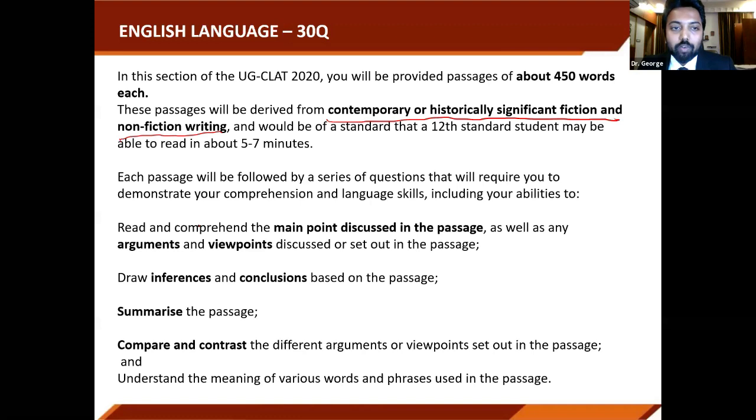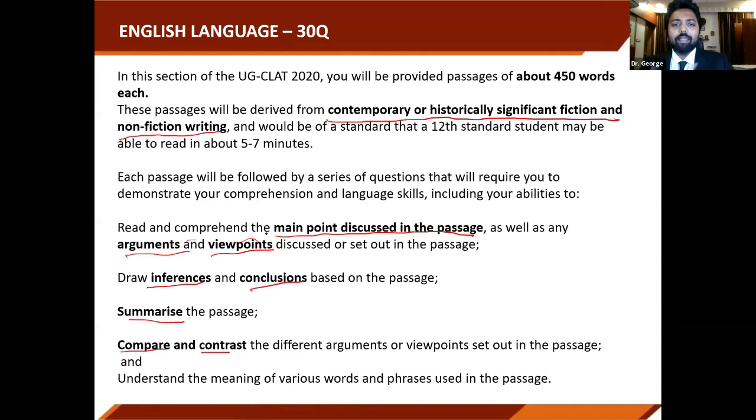Of course, they're saying the standard would be over 12th standard, right? And as you all know, with English comprehension, when there's a passage, there's going to be a bunch of questions after the passage, and a whole bunch of different things here. So they say the main, here again, I've highlighted. You need to read and comprehend the main point or main idea in that passage, as well as the various arguments and viewpoints discussed or set out in the passage. They say draw inferences and conclusions, summarize, compare, contrast the different arguments and viewpoints.